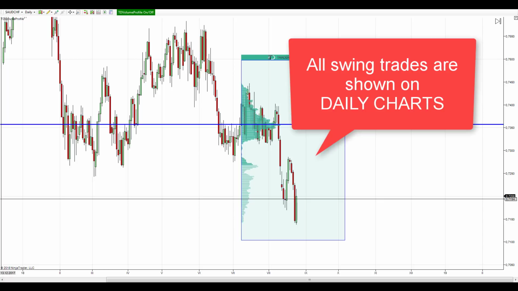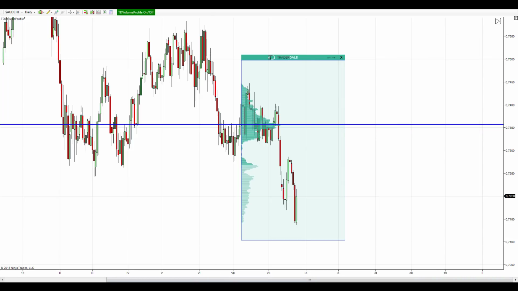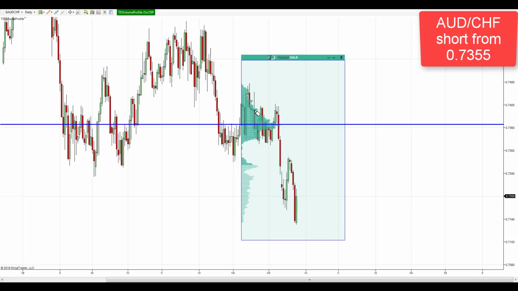Let's start with swing trade ideas and let's start with Australian dollar Swiss franc. There is a new swing level which I like to trade. The level is based on volume accumulation setup, and right there you can see the setup.